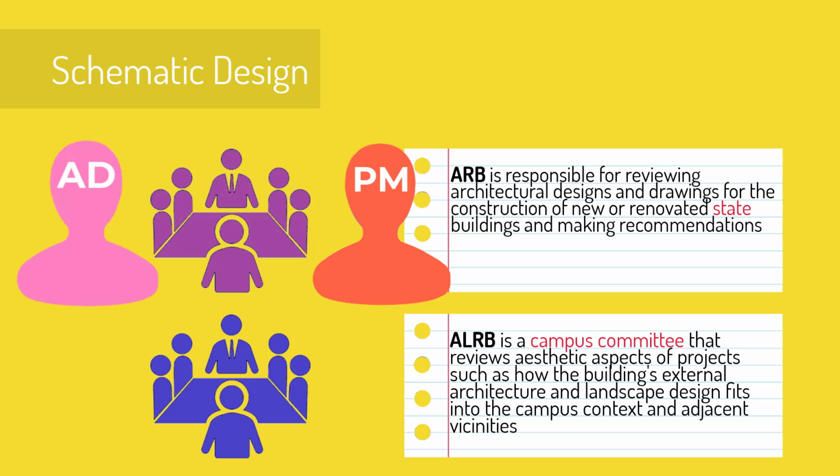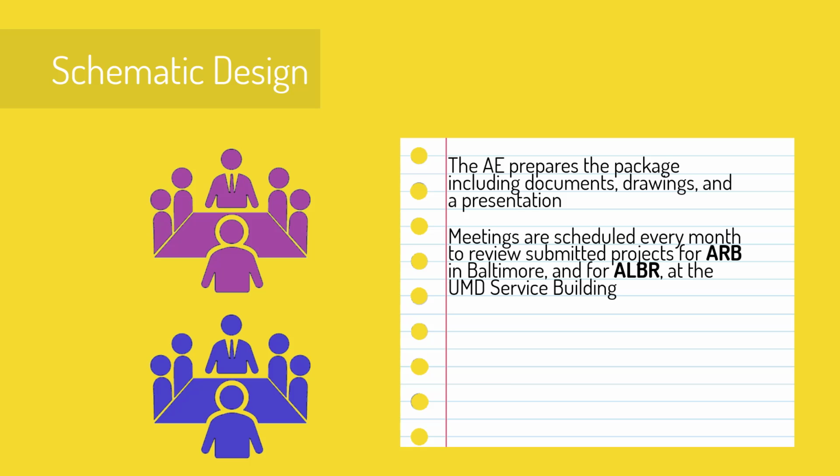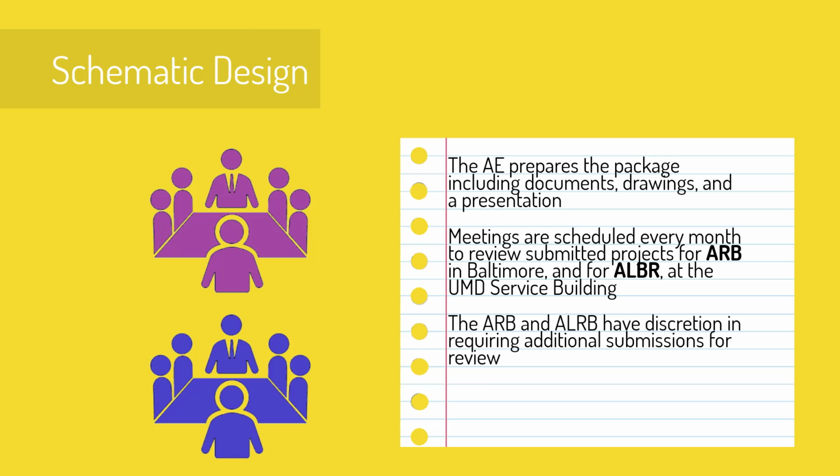The project manager, or PM, and the associate director, AD, should submit project materials to ARB and ALRB to seek SD approval. The AE prepares the package, including the documents, drawings, and a presentation. Meetings are scheduled every month to review submitted projects for ARB in Baltimore and for ALRB at the service building. The ARB and ALRB have discretion in requiring additional submissions for review.